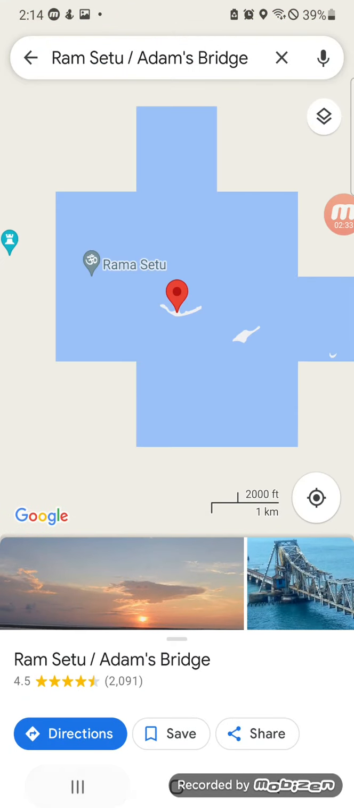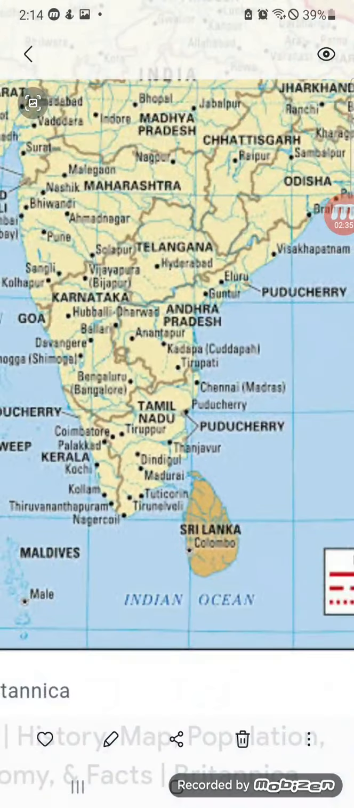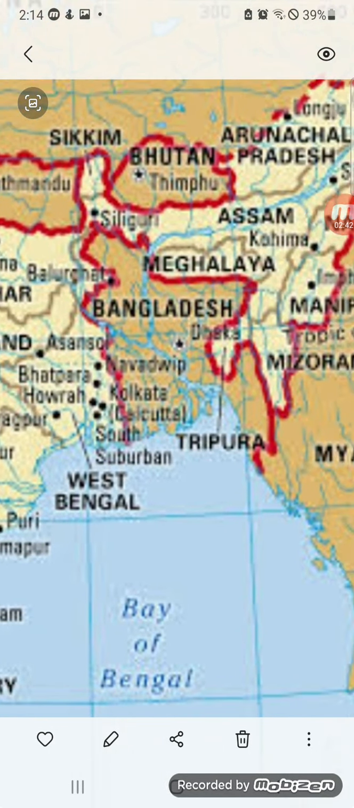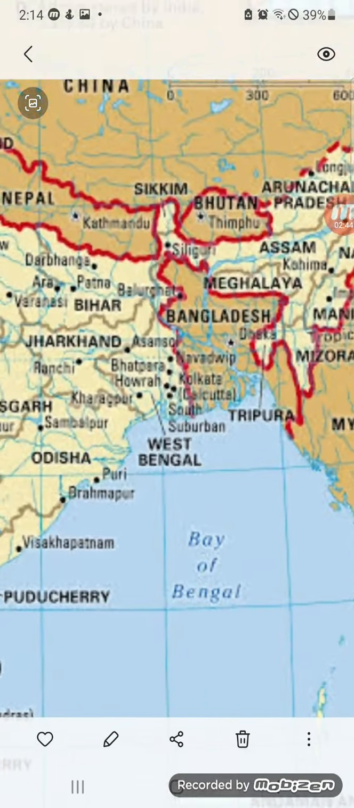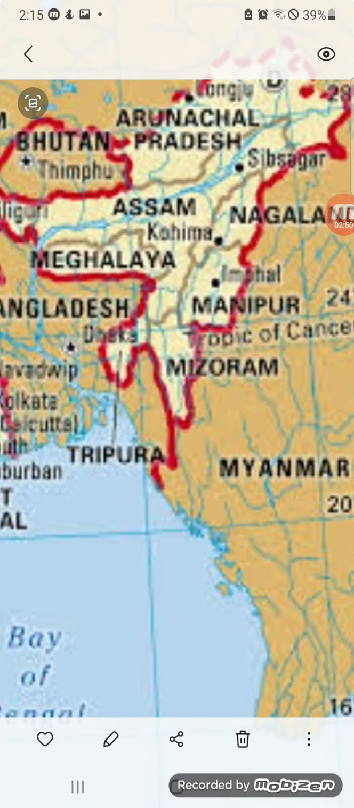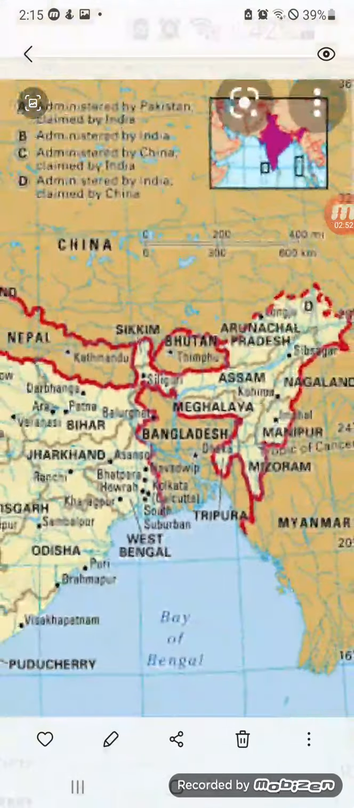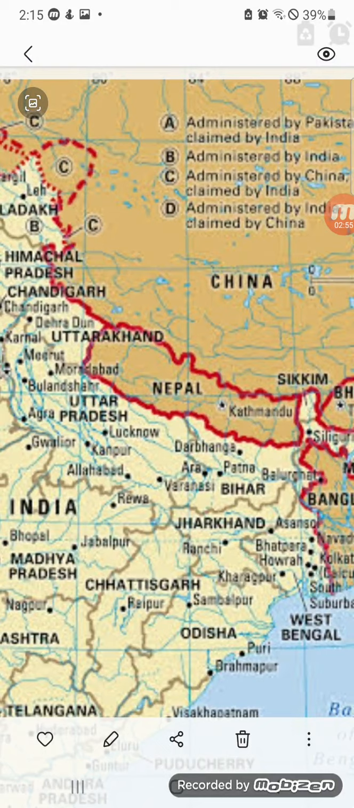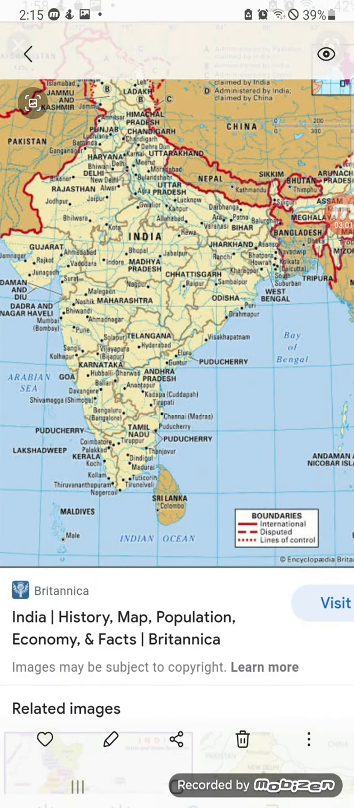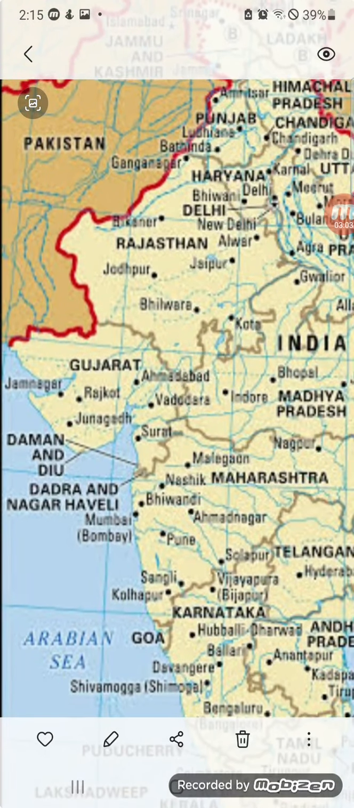So okay, let's talk further about India. India is divided into many states as well, and you can see the neighbors of India. On the eastern side, it's Manipur, Myanmar, Bangladesh, Bhutan, Nepal, and China as well. And on the other side, you can see Pakistan is the neighbor. Oh my! And you can see the geography of the map.